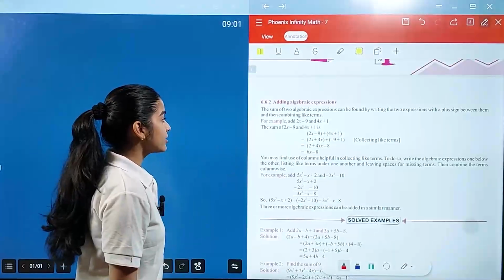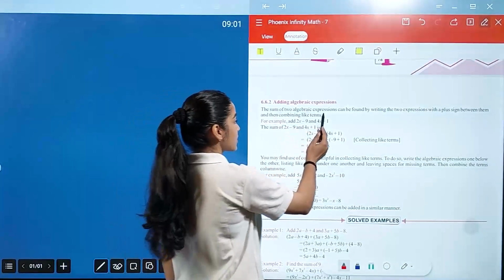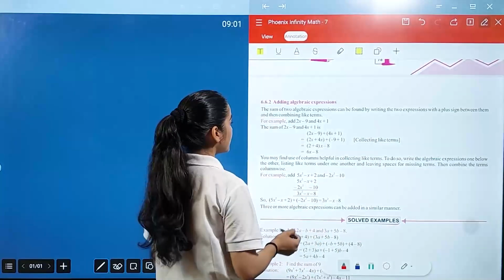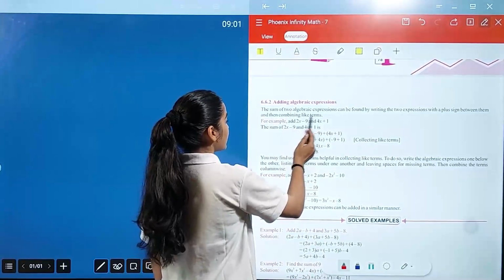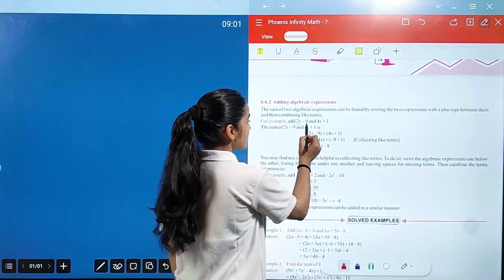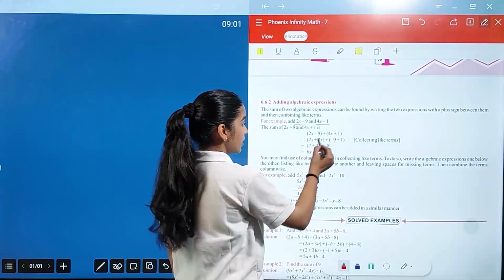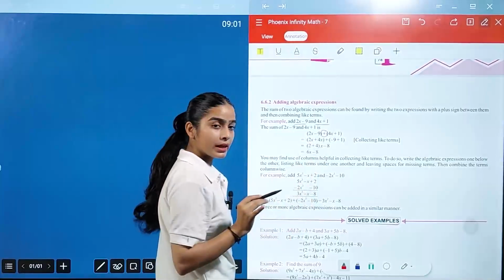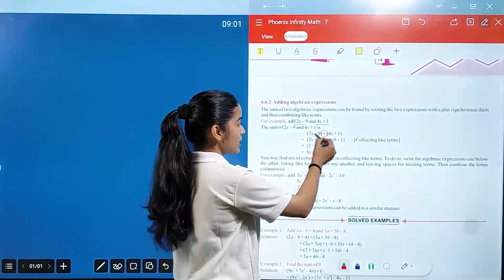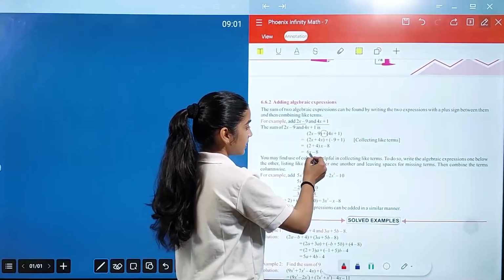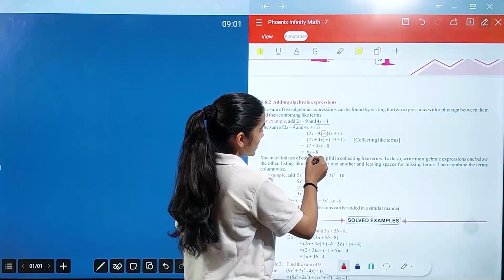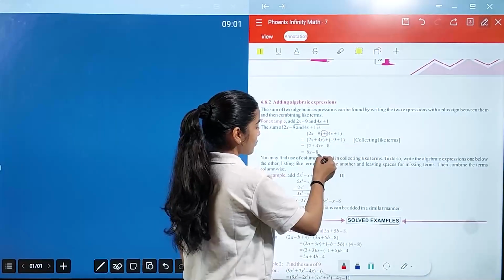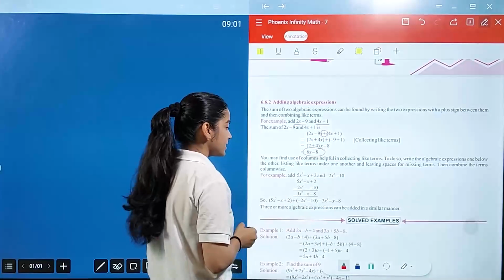Next, we have adding algebraic expressions. The sum of two algebraic expressions can be found by writing the two expressions with a plus sign between them and then combining like terms. For example, I have 2x minus 9 and 4x plus 1. So I put a plus sign between them and simply operate with the addition. 2x plus 4x, 2 plus 4 is 6x, and plus 1 and minus 9, so we have to subtract. 6x minus 8 is your answer.